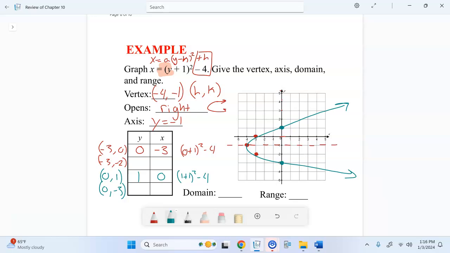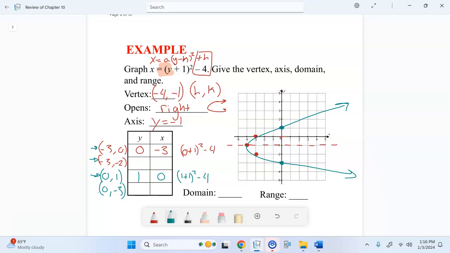So I didn't have to calculate these because I got this point by using symmetry, which is why I didn't write it in the box. I calculated this point, and I used symmetry to get the next one. I calculated this point and I used symmetry to get the next one. So I didn't need to do it.